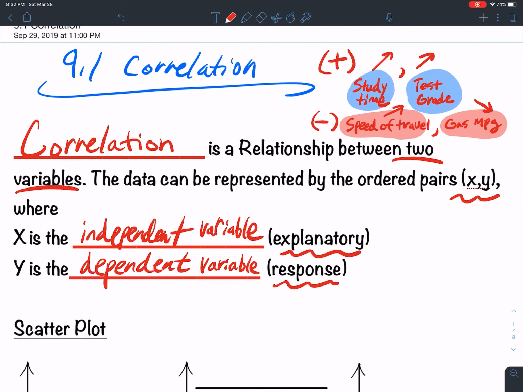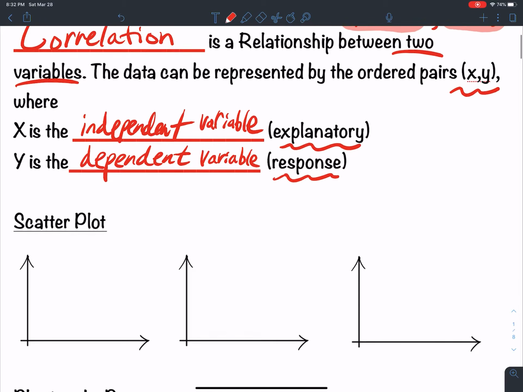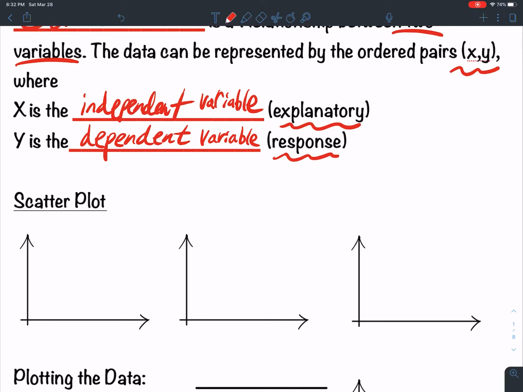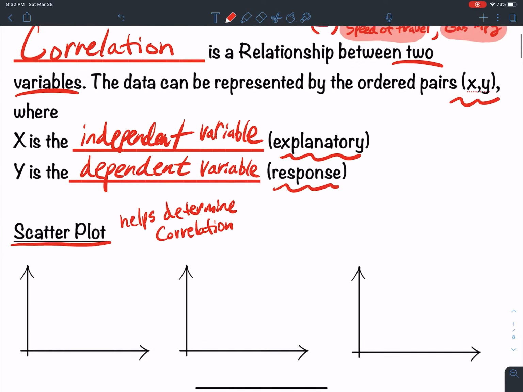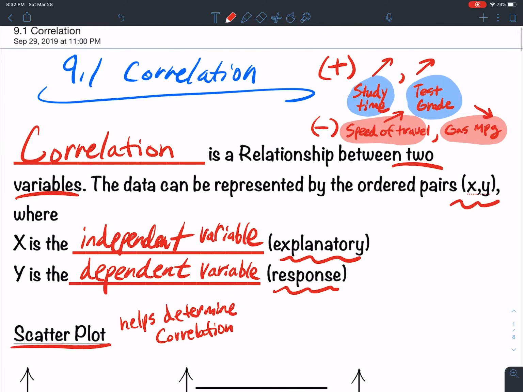All right. So what we're going to do is use a scatter plot. And this helps us determine correlation. Is there positive correlation? Is there negative correlation? There could be a scenario where there's no correlation at all.